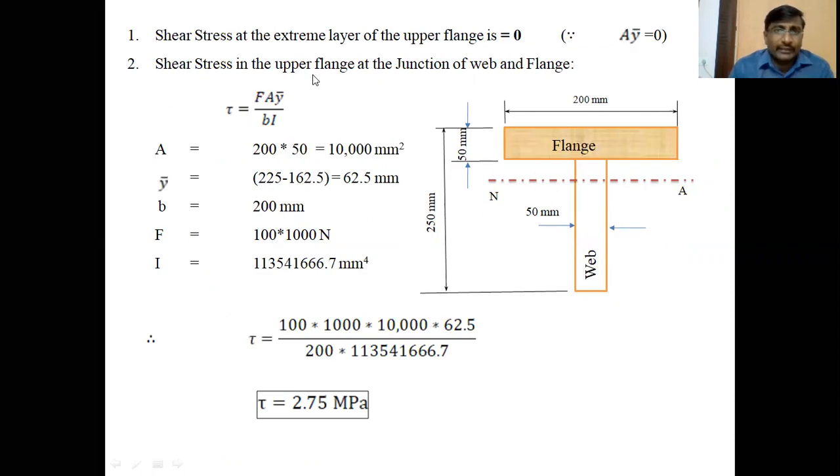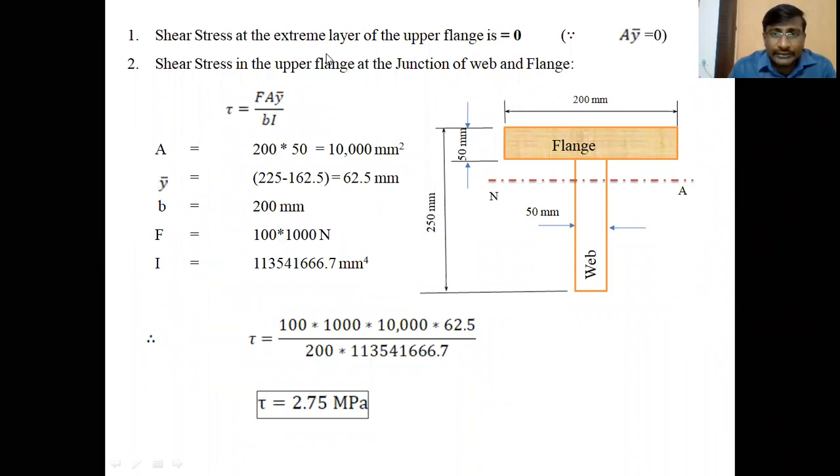So one by one, the shear stress at the extreme upper layer. The shear stress at the extreme layer of the upper flange is 0 since A y bar is 0. Here there is no area above this layer, therefore the shear stress is 0. Next, the shear stress in the upper flange at the junction of web and flange. Here I shaded the flange area. We should consider the layer at this point now.